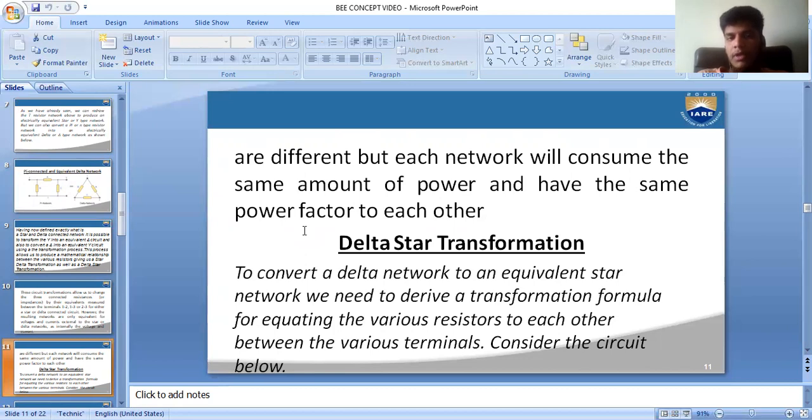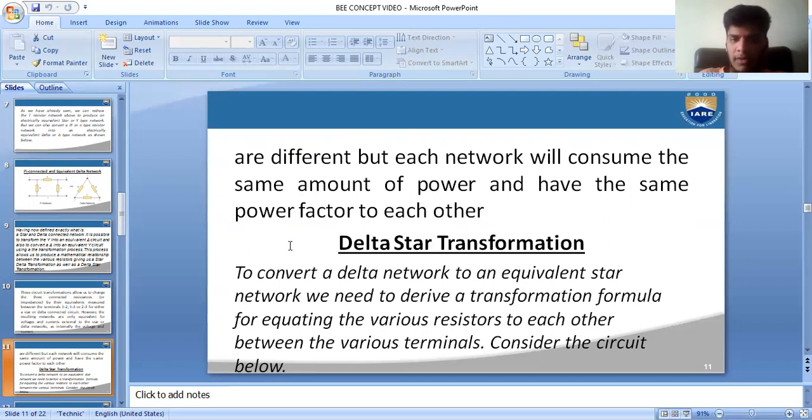It means if some amount of energy or some amount of charge is there in the Y network, when we convert it to the delta, the same charge, the same amount will be transferred to the delta one. So that's why the term equivalent is mentioned. Okay, so both have the same equivalent network. Now, here, delta star transformation.